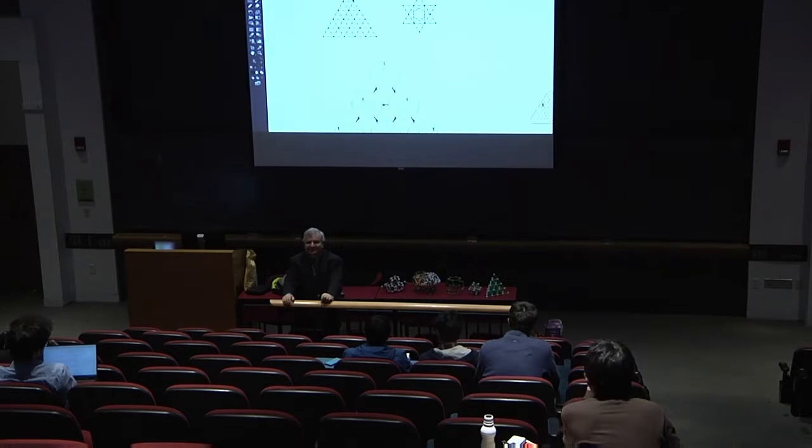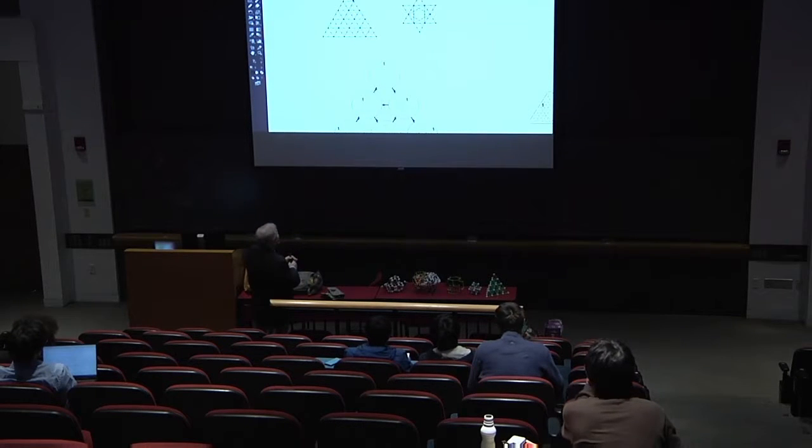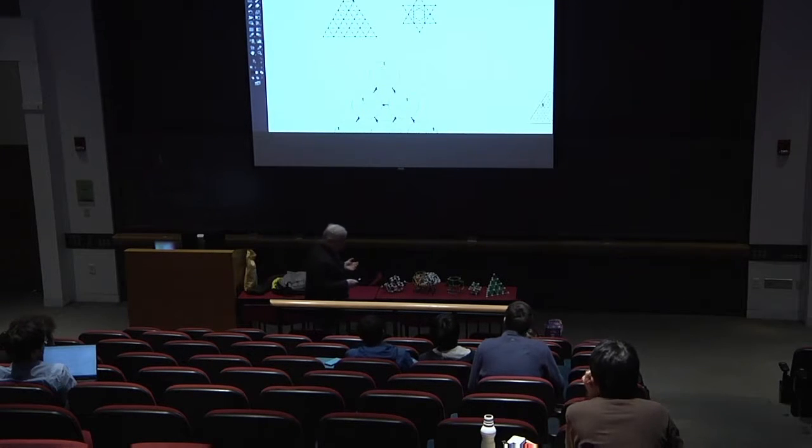So you call this, I forgot the terminology, generalized Dynkin diagram. So they're meant to classify what objects? Like a usual Dynkin diagram is classified.